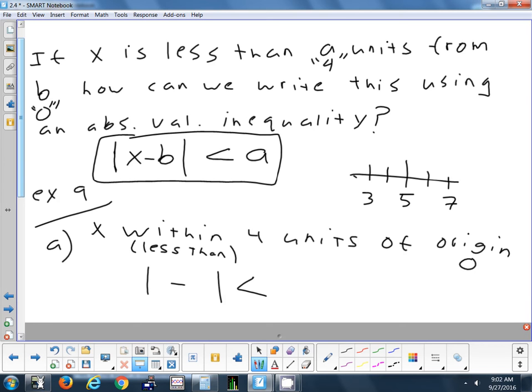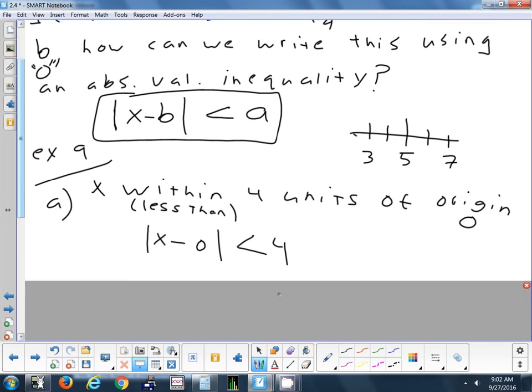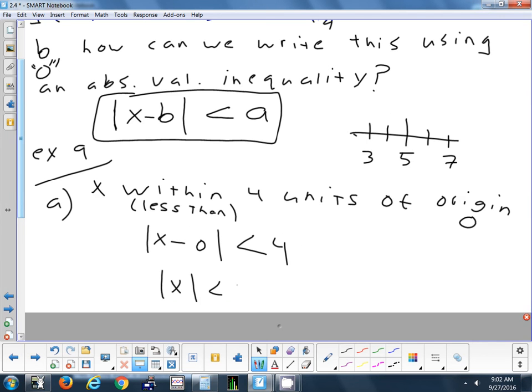Let's see, how about Trevor? X minus 0 is less than 4. Yeah, you could write x minus 0 is less than 4. In this case, since b is 0, you could actually just put absolute value of x is less than 4. Okay? And if you were to solve this, the answer will be all numbers that are within 4 units of the origin. Everything from -4 to +4.